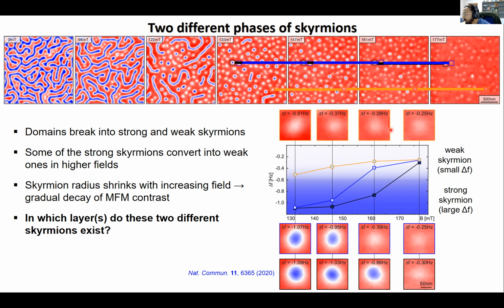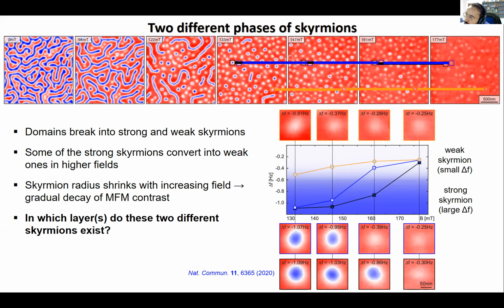So as we increase the field, you can see the evolution of these three skyrmions. At some field, for example at 161 millitesla, one of the very bright ones converts to a less bright one. You can see here. And if we increase the field further, at 177, even the remaining bright skyrmion also transforms into a less bright skyrmion. And at this field, at 177, all the skyrmions are in the less bright state.